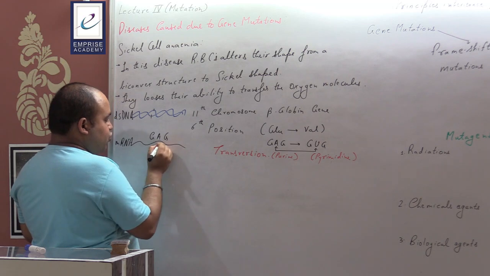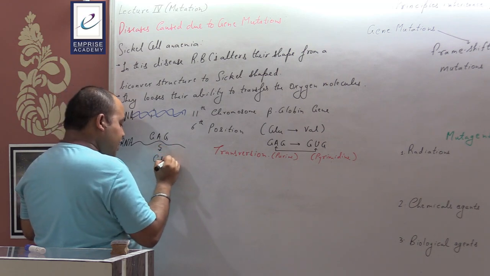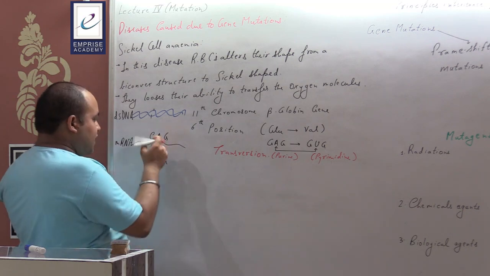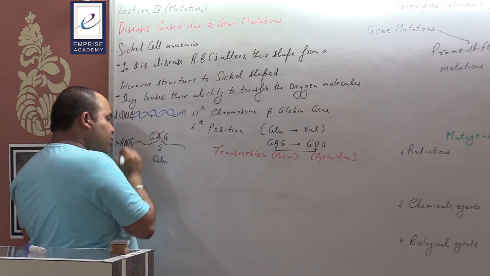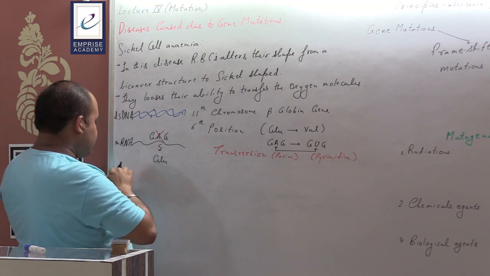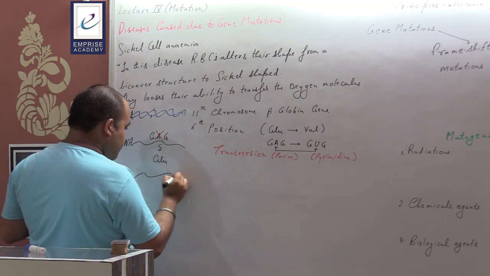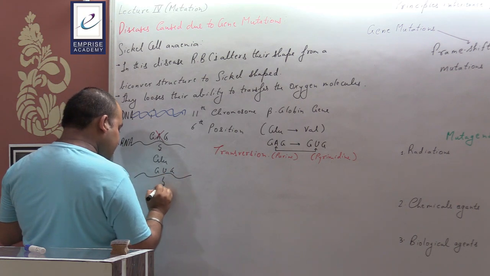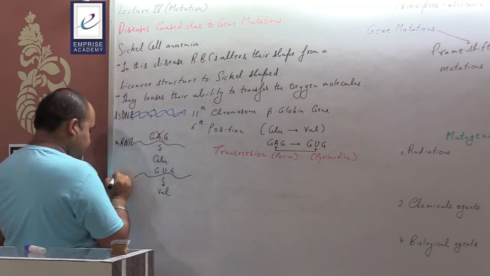there is a mutation, so that in the place of GAG in the mRNA, the sequence is GUG. GAG was going to code for glutamate, but instead of glutamate, what would be produced? At this place there is a mutation, and what is present? GUG. So here we get an mRNA in which GUG is present. So at the place of glutamate there is valine.